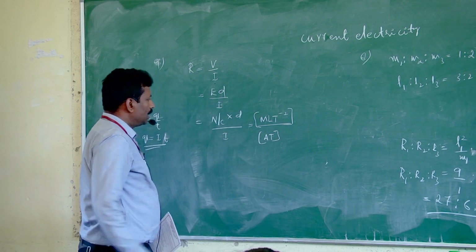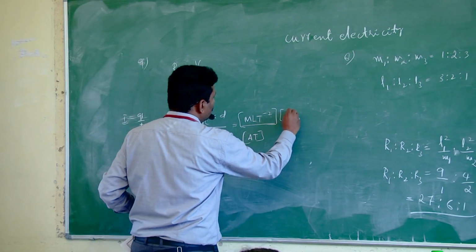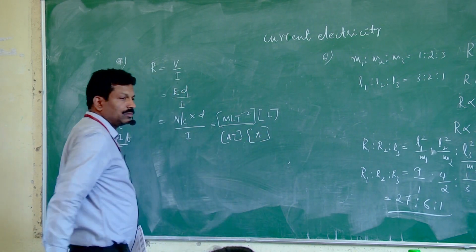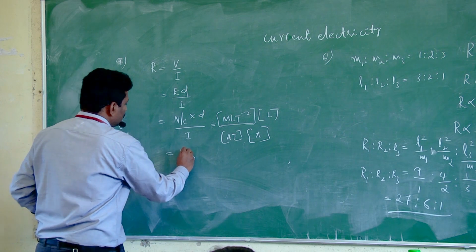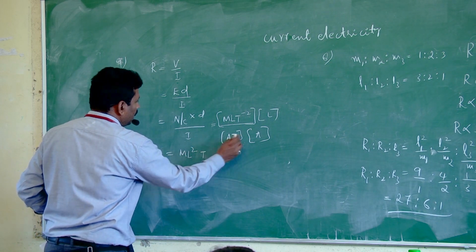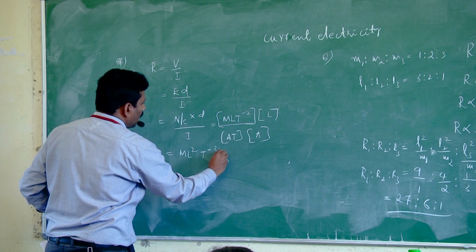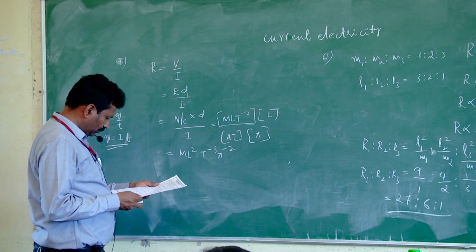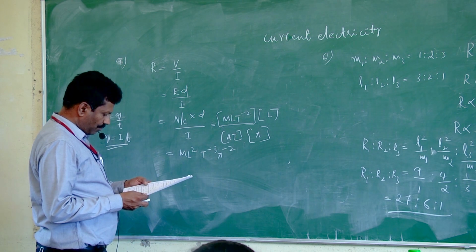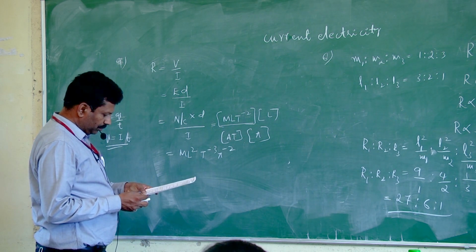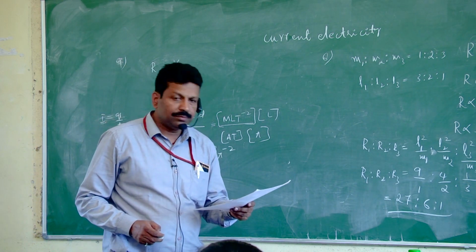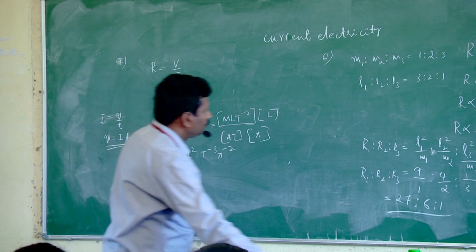Correct? It's in the denominator. And now this is D, and what about current? Current is ampere. So therefore it is ML squared T minus 3 ampere minus 2. Option number B. Correct? Option number B.